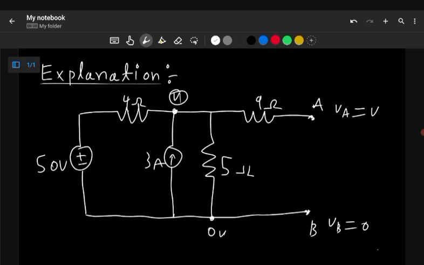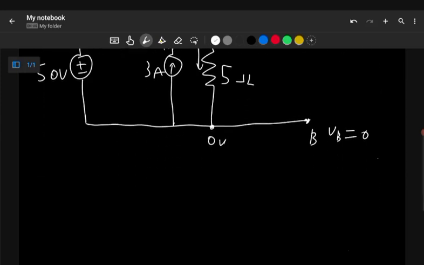So using nodal analysis, this current I1 is entering point V, and two currents are leaving. Let's take this as I3 and this as I2. I2 will be flowing directly into the 5 ohm resistor. It won't go to the 9 ohm resistor because there's an open circuit over here. And if there's an open circuit over here, it means that current won't flow through the 9 ohm resistor. So this I2 will directly go into the 5 ohm resistor.